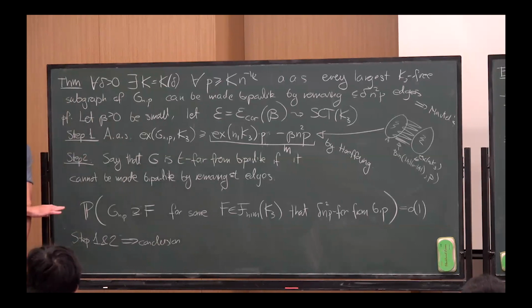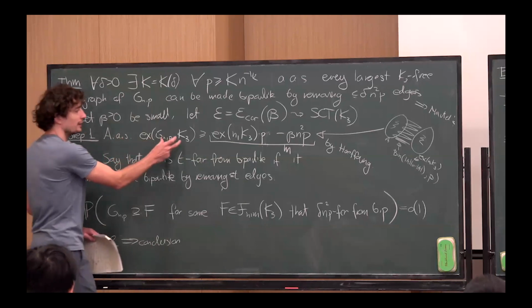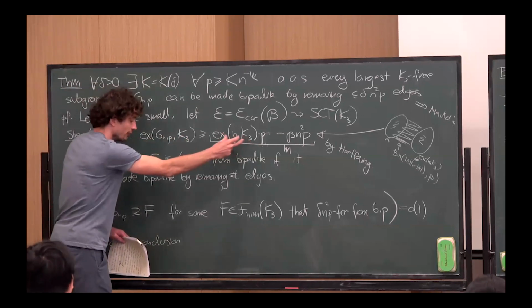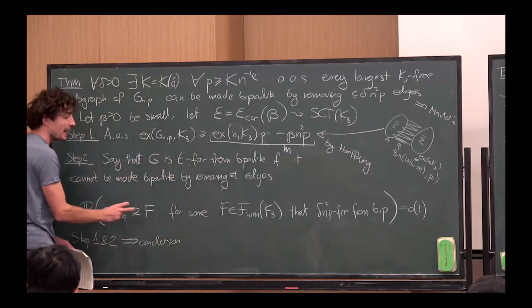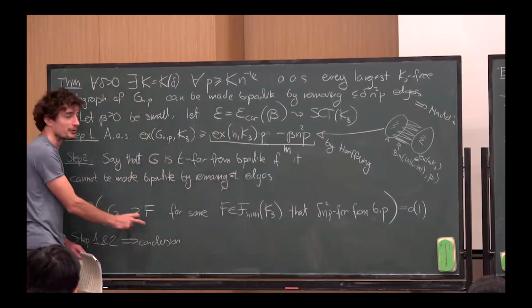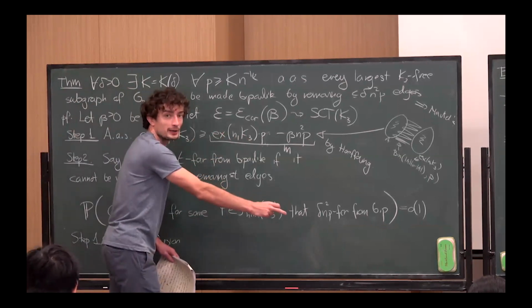Is that clear? I'll give you maybe half a minute to process it. First step, the largest is pretty large. And then the second step is every pretty large triangle-free subgraph must be close to bipartite.